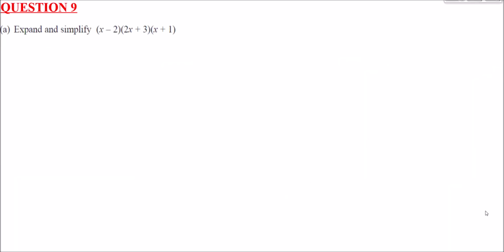Question 9 is algebra in all its forms. Well, not all, but a few. First of all, part A, we have to expand and simplify 3 brackets multiplied together, x minus 2, 2x plus 3, and x plus 1.